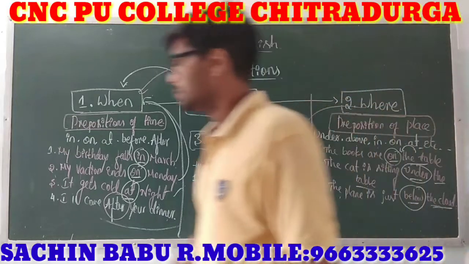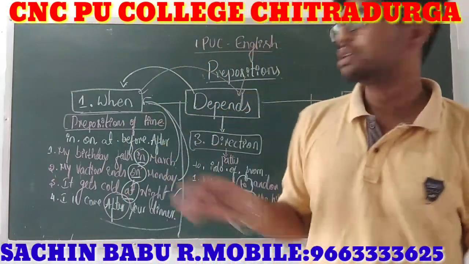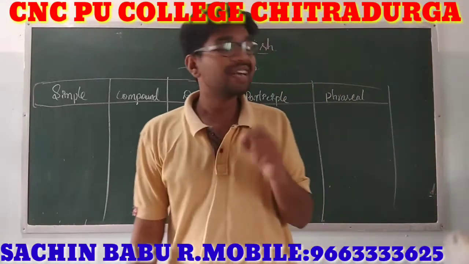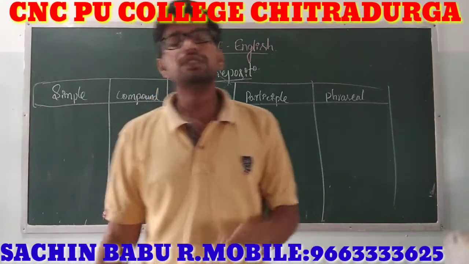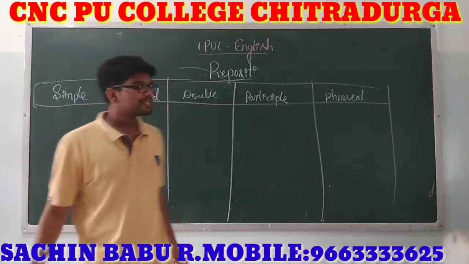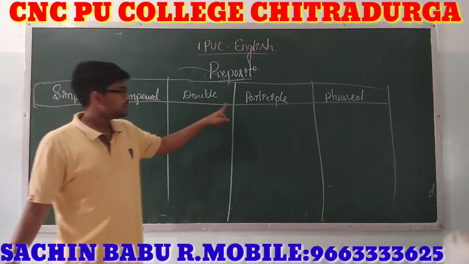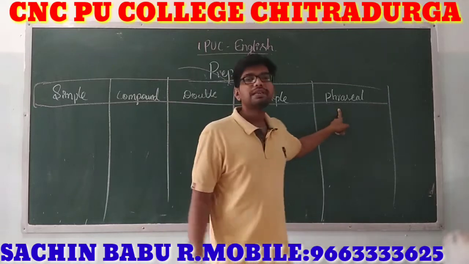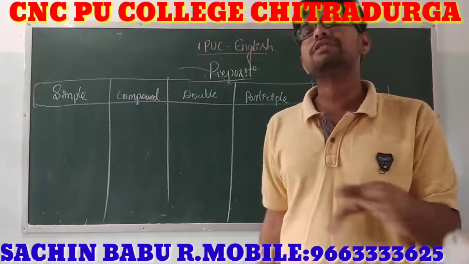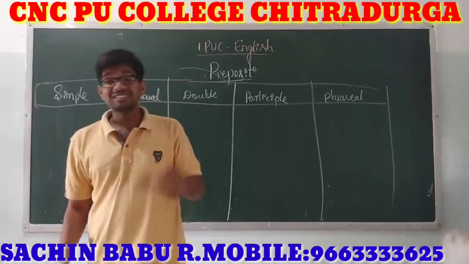Okay, so dear students, till now we have learned about the preposition in a clear-cut manner. Now I have come up with the kinds of prepositions. You just go on writing these things. The first is simple preposition, then compound preposition, double preposition, participle preposition, and phrasal preposition. So these are the 5 kinds of prepositions in English grammar. First, let me explain the simple prepositions.